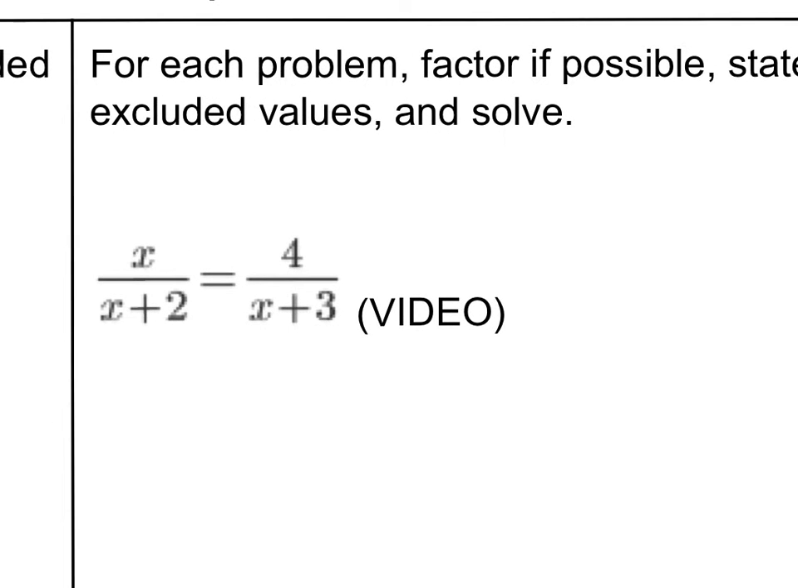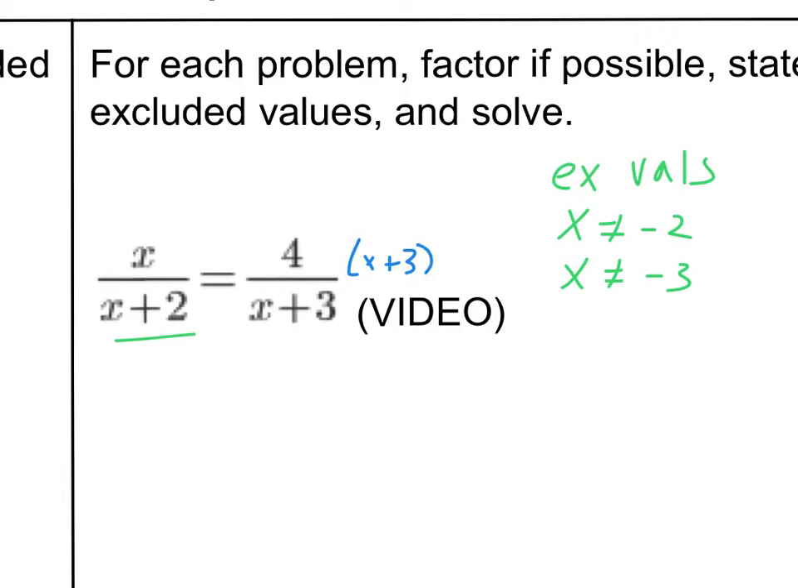All right, for the next one that is marked as a video, this one's set up a little bit easier for us. I'm going to start with factoring, nothing to factor. Excluded values are going to be, based on the denominators, x cannot be negative 2, x cannot be negative 3. So I'm going to multiply both sides by both denominators to get these things started. We're going to multiply by x plus 3.